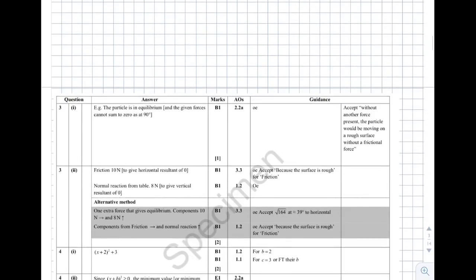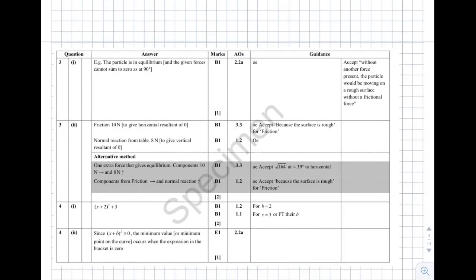Okay, let's quickly get out the mark scheme. So there you can have, basically, as long as you put the particle in equilibrium, they'll accept it. You might have seen that it's a rough surface. That's another piece of information that tells you there's another force going on. And then friction 10 newtons and normal reaction 8 newtons.